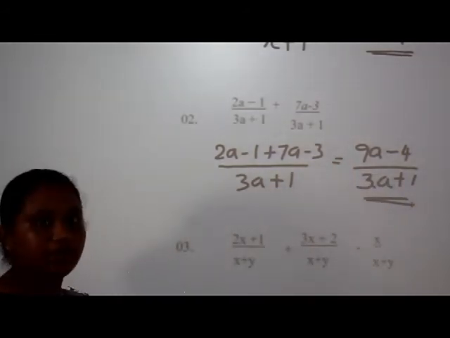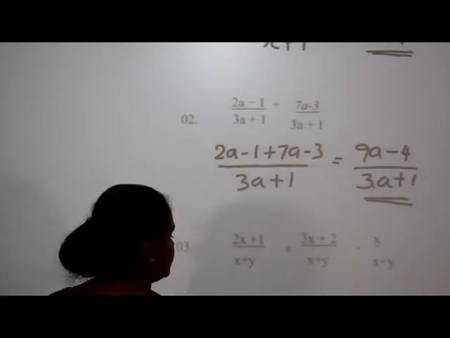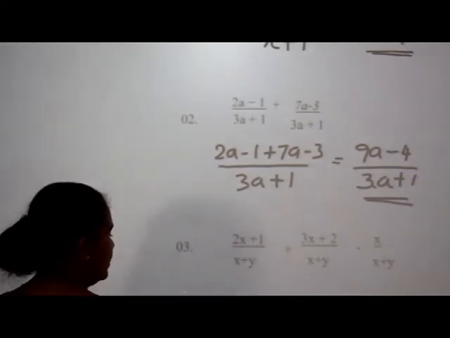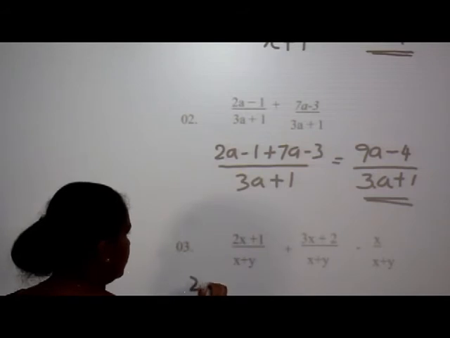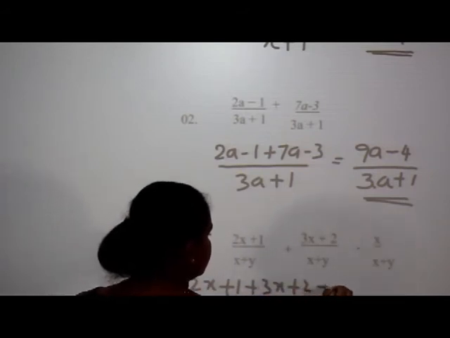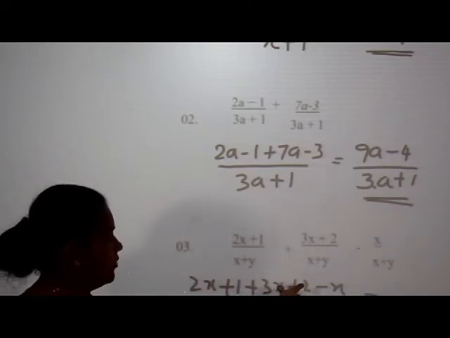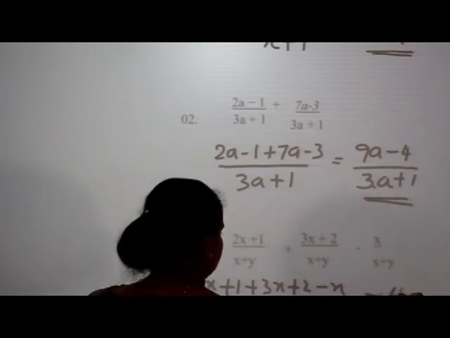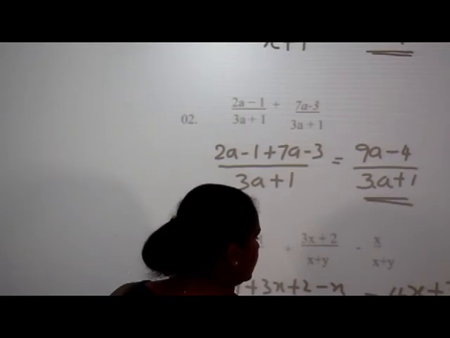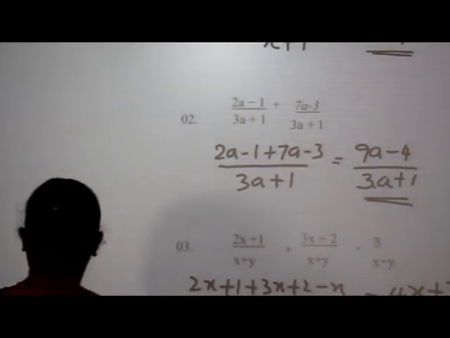Let's see next one. Here, the denominator is x plus 1. So, you can add the numerator part. 2x plus 1 plus 3x plus 2 minus 6. 2x plus 3x, 5x. 5x minus x, 4x. Plus 1 plus 2, plus 3 over x plus 1. This is the answer. Next one.